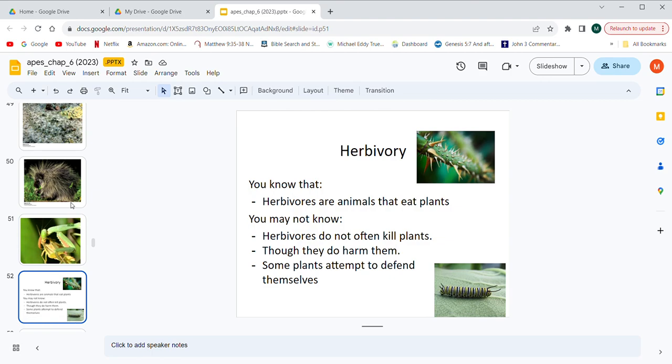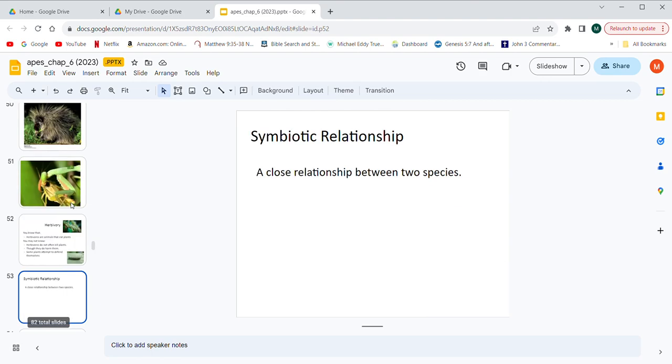We have herbivory. Herbivory is when animals consume plants. This is another relationship that some organisms have with others. Herbivores often don't kill plants, though they do harm them, and so plants have developed defense mechanisms like thorns, poison leaves, things like that that protect them.